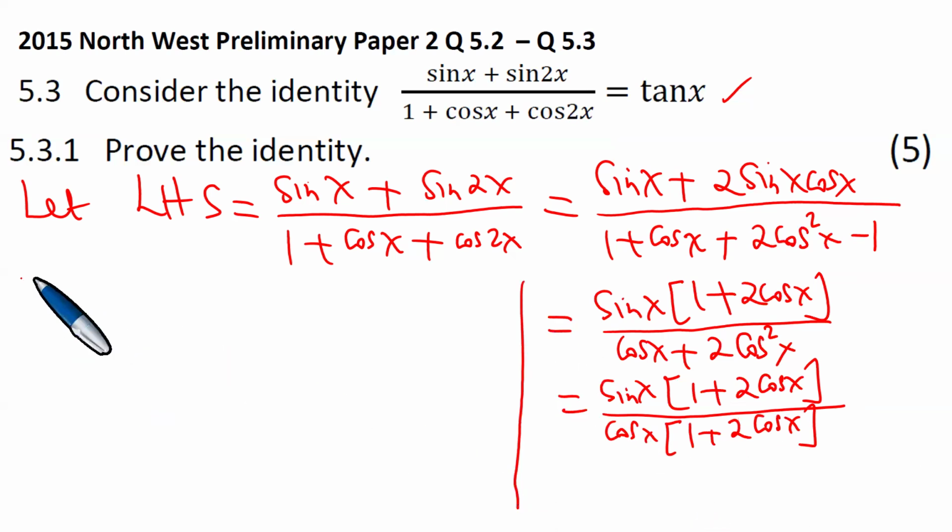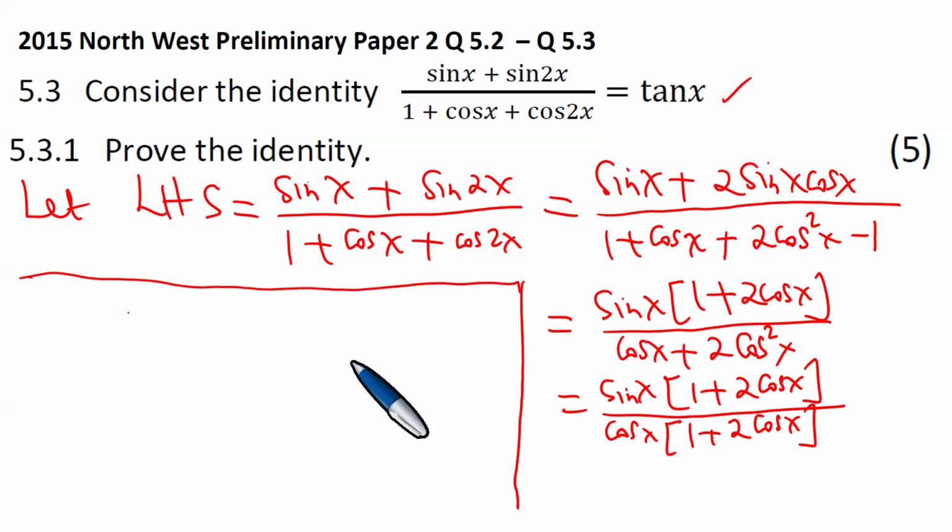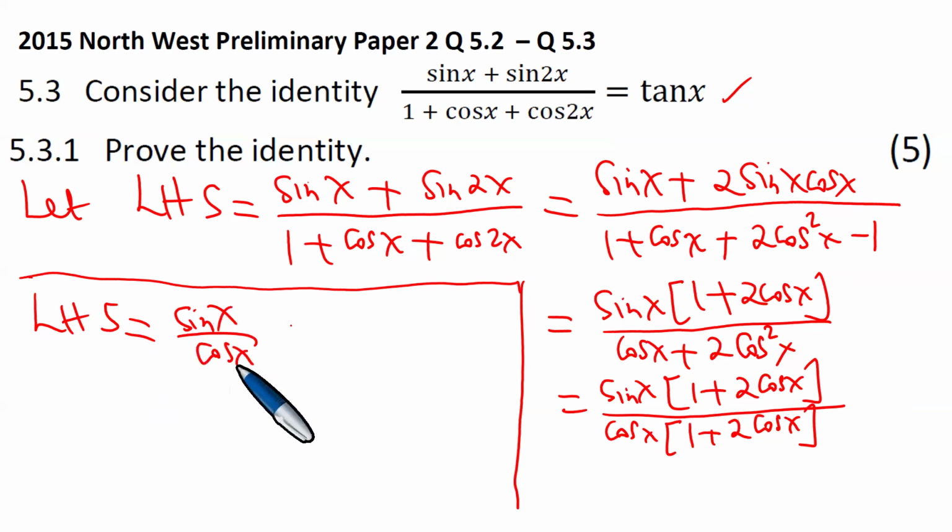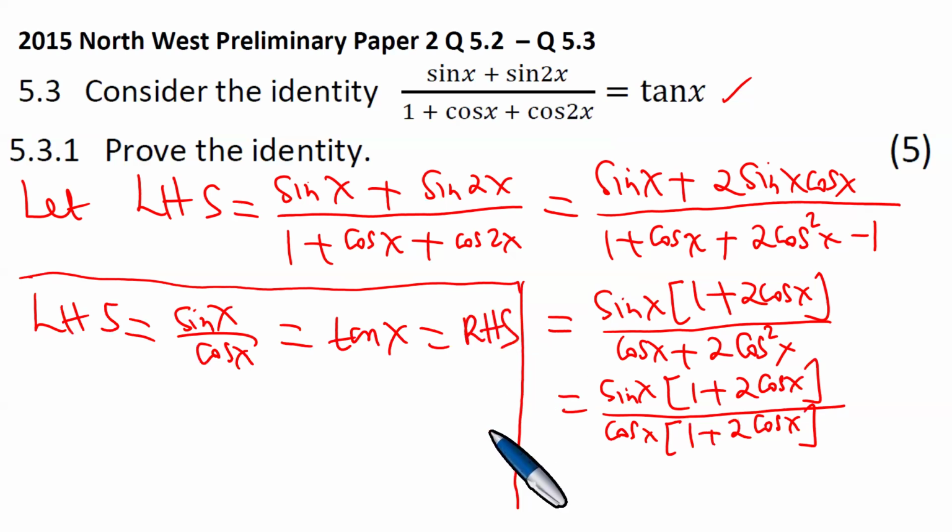Now, what does this imply? The cosine cancels out, and we're left with sine x over cosine x, which is the tangent of x, and this is the right-hand side. Anything about the question from the Northwest? Plus 5 marks, 2015, for the Northwest learners. What do you think? Anything to add or remove?